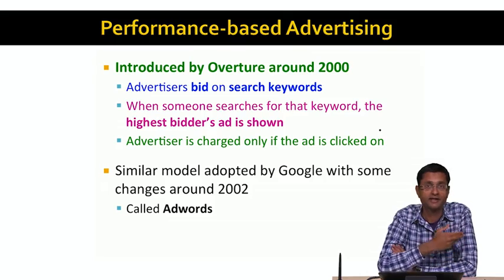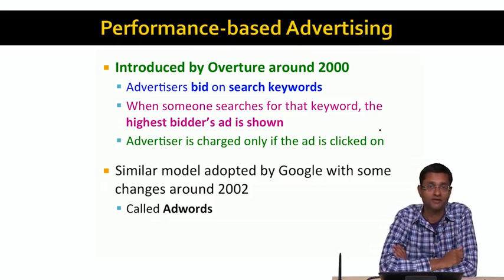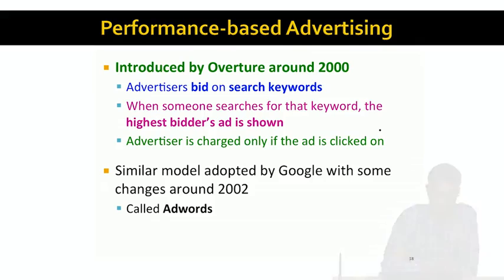The idea originally came from Overture and was then adopted by Google. Now, as we will see, Google made some important changes to the Overture model in terms of how advertisers bid and what ads get shown.